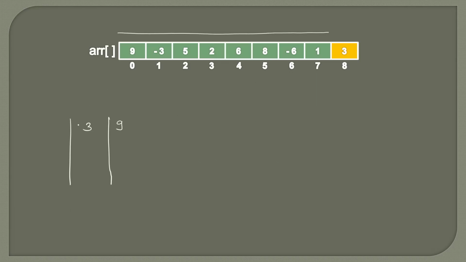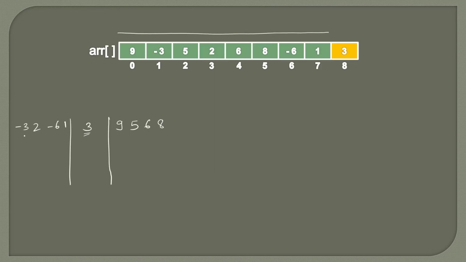-3 is smaller than 3, it comes here. 5 is greater than 3, it comes here. 2 is lesser than 3, it comes here. 6 is greater than 3, it comes here. 8 comes here. -6 comes here. 1 comes here. And 3 is the pivot, so it is at this position.